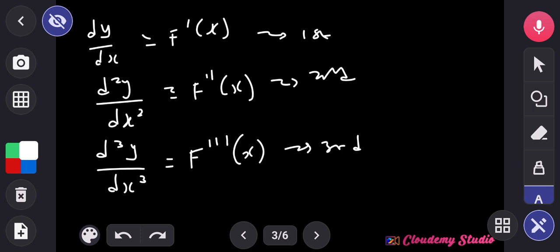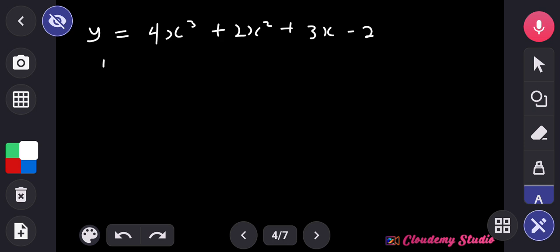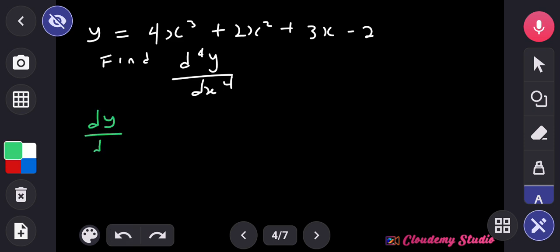Now, let us take an example. Let us say that we have y equals 4x³ plus 2x² plus 3x minus 2. We are now asked to find d⁴y/dx⁴. That's what we are asked to find. Remember, I told you the first derivative is the differentiation of y itself. So I'm going to have dy/dx equals 3 multiplied by 4, that is 12x², plus 2 multiplied by 2, that is 4x, plus 3. That is the answer for our dy/dx, right?